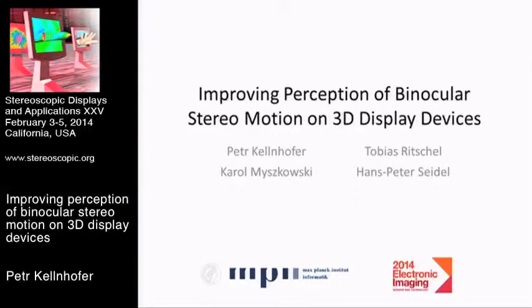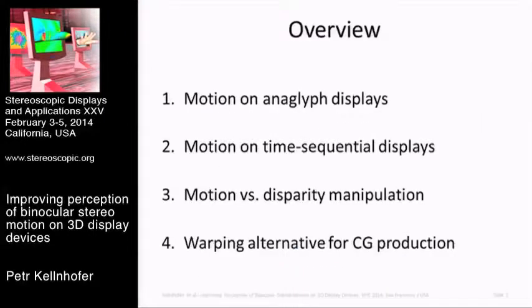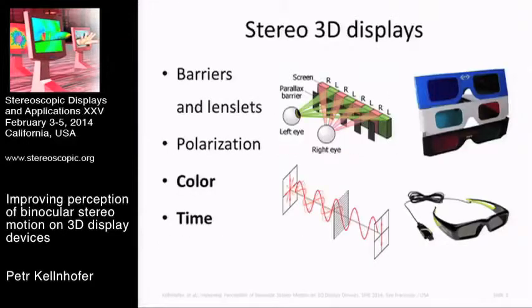So I would like to talk about our work concerning interaction of motion and stereoscopic 3D. The first two topics will be mostly about display technologies, and the other two topics will be more about application, about content production. Out of possible multiplexing technologies used to deliver left and right eye content, I would like to concentrate more on color multiplexing and time-sequential displays.